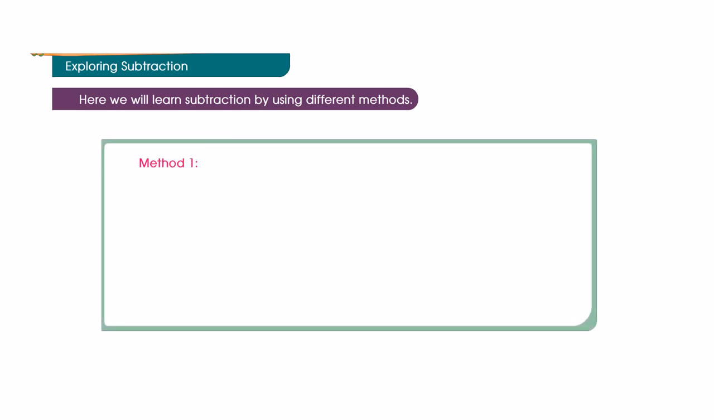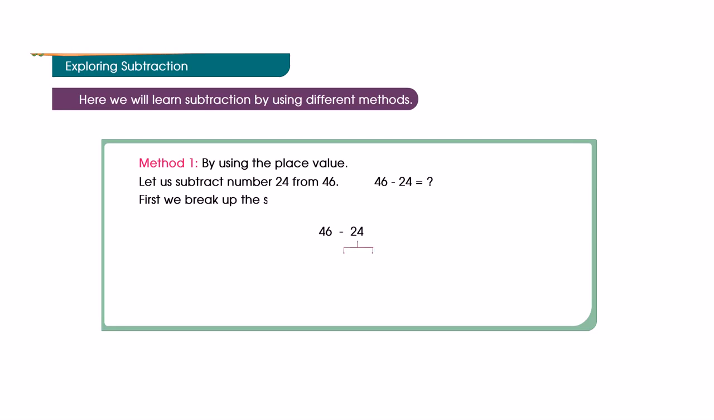Method 1. By using the place value. Let us subtract number 24 from 46. 46 minus 24 is equal to how much? First, we break up the second number using the place value. 46 minus 20 is equal to 26. 26 minus 4 is equal to 22.